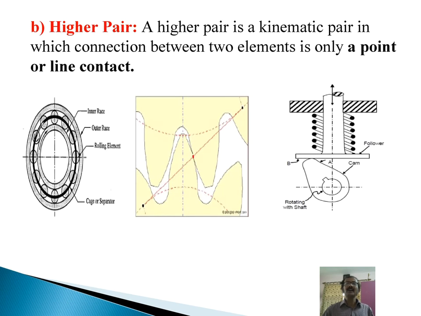Now what is a higher pair? A higher pair is a kinematic pair in which the connection between 2 elements is only a point or line contact. In the diagram, the ball and roller bearing is an example of higher pair, and tooth gearing, which is a line contact, and cam and follower are also examples of higher pair.